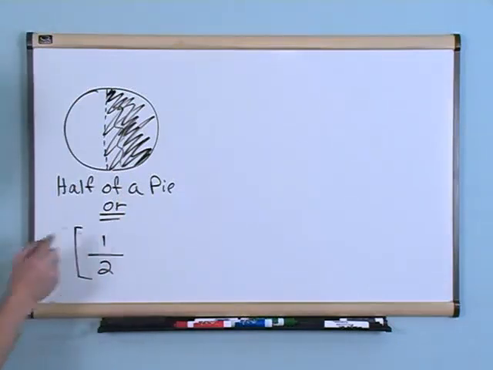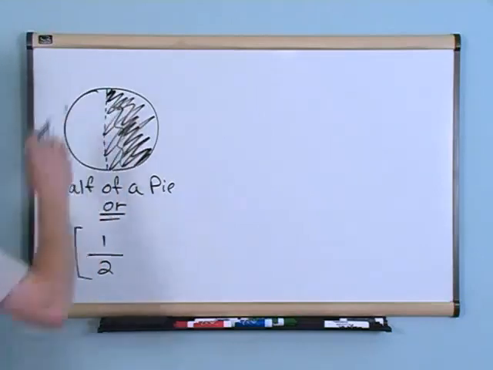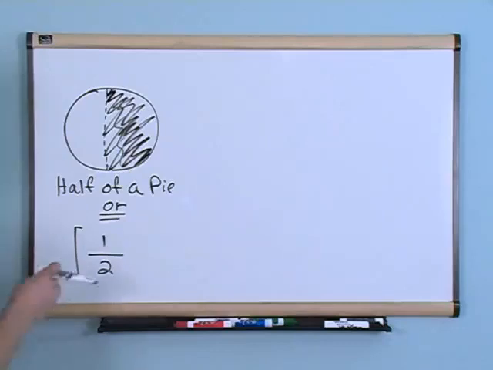I just take a 1, which is how many pieces I'm talking about, in this case, out of 2 possible pieces. And this is what I have. And you just draw this line in the middle, and this just means it's a fraction.